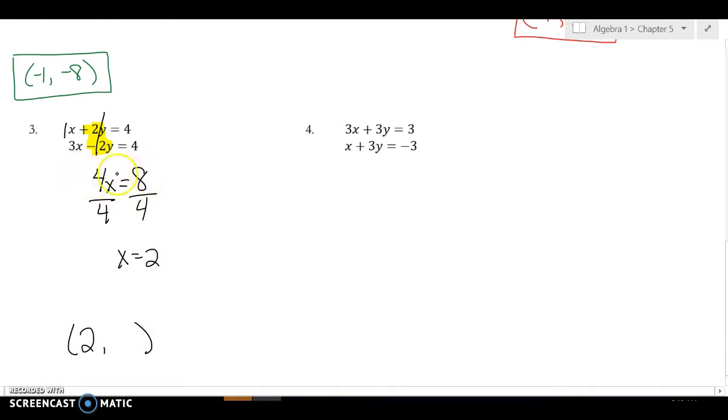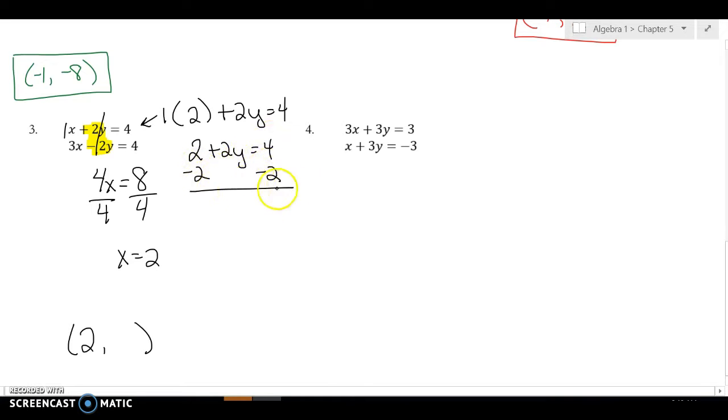Now again, I can pick either one of those to solve. So I'm going to pick the top one because it's a little easier. So it's 1 times my x value plus 2y is 4. So I'm going to plug in a 2 here. And so 1 times 2 is 2. To get rid of the positive 2, I'm going to subtract 2. And now I have to get rid of that 2 by dividing by 2. So y is 1.